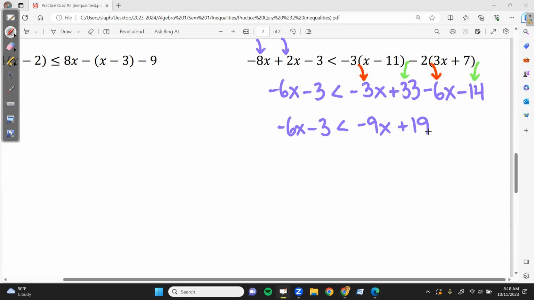And hey, look, surprise, we're back to where we always get to, right? Variables go that way, numbers go that way. Let's get this done. So I have to add 9x to move him, to make this guy fly across to his buddy. We have to add 9x, which gives us 3x.